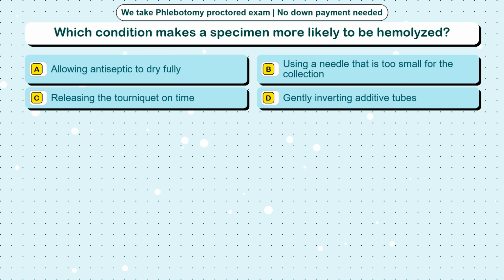Question 74. Which condition makes a specimen more likely to be hemolyzed? Option A. Allowing antiseptic to dry fully. Option B. Using a needle that is too small for the collection. Option C. Releasing the tourniquet on time. Option D. Gently inverting additive tubes.